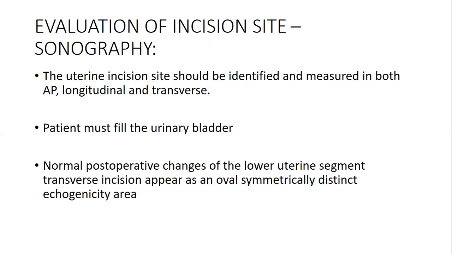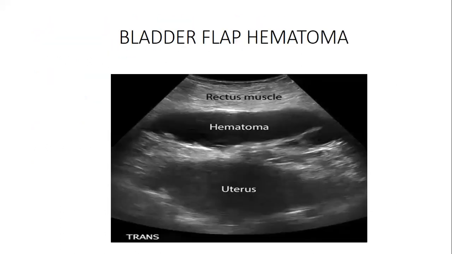Normal post-operative changes of the lower uterine segment appear as an oval, symmetrical, distinct echogenic area. I'll show you how it will appear. A normal one appears as a centrally distinct oval area, consistent with suture and the incision site. An abnormal one will have fluid around it, and there will be a lesion that can be more than 3 centimeters, 2 to 5 centimeters and above, that may present as an abnormal site. So this is a bladder flap hematoma.